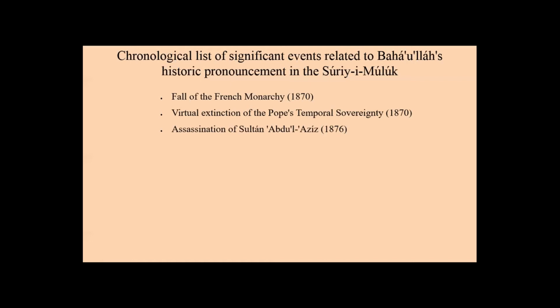The assassination of Sultan Abdulaziz in 1876. Notice how soon this is after the prediction of Baha'u'lláh, these things occur. The assassination of Nasiruddin Shah, 4 years after the death of Baha'u'lláh. The overthrow of the Sultan.